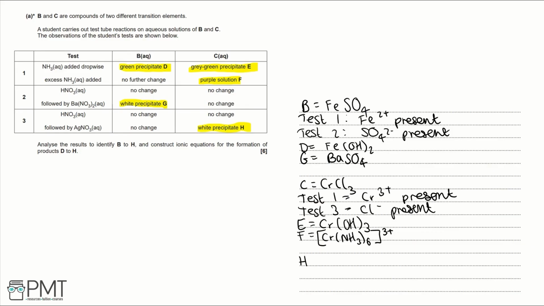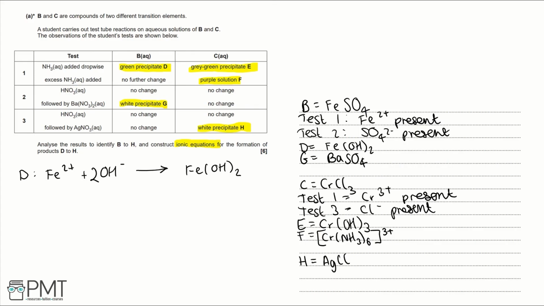And then finally, H, we have silver chloride. So that's a common test for halogens. Now we need to construct these ionic equations. So if we start looking at D, that's going to be iron 2+ plus OH minus going to Fe(OH)2. So we need 2 OH minuses.